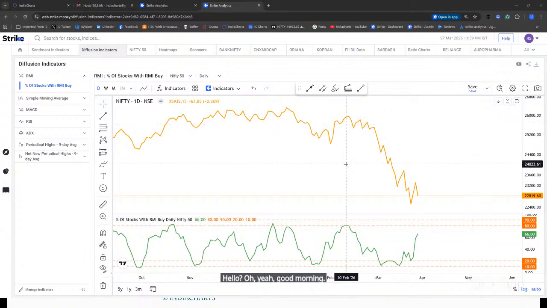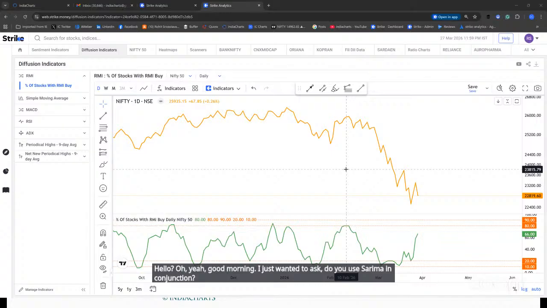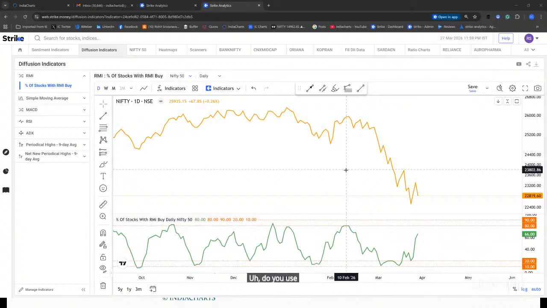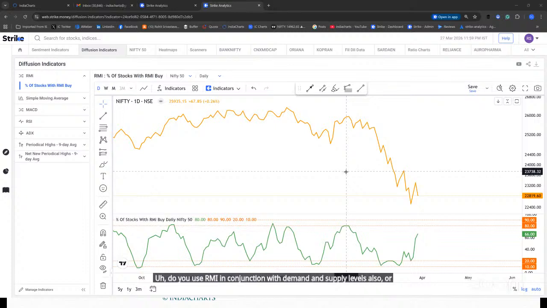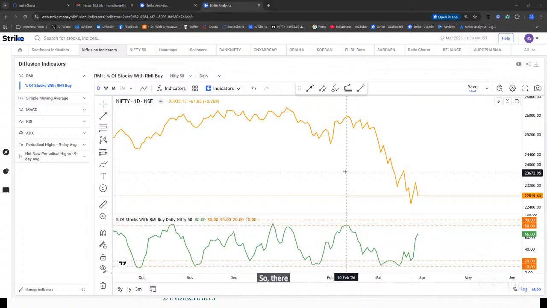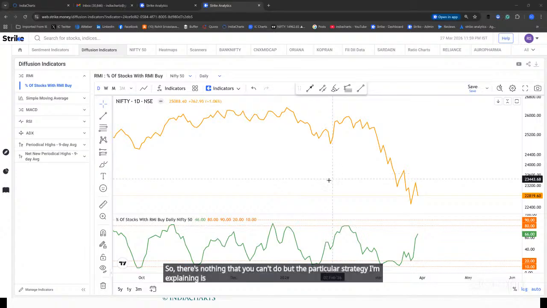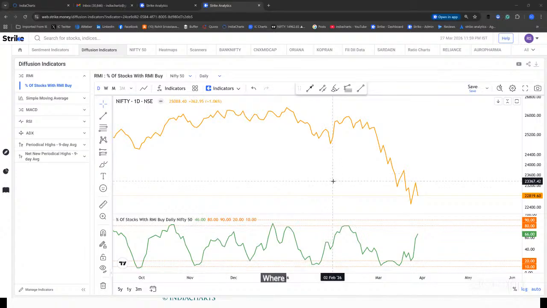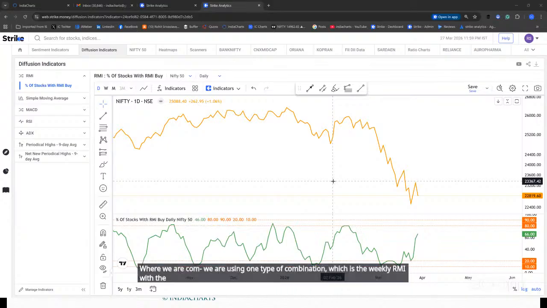I just wanted to ask, do you use RMI in conjunction with demand and supply levels also, or can it be used completely independently? There's nothing that you can't do, but the particular strategy I am explaining is meant for trading Nifty options, where we are using one type of combination, which is the weekly RMI with the daily swing. But that doesn't mean you can't do something else. I mean, you can.